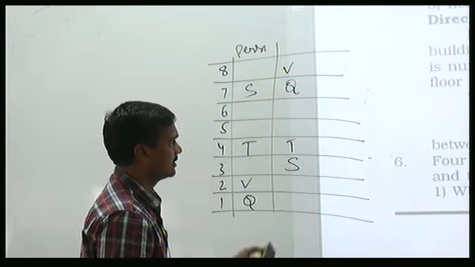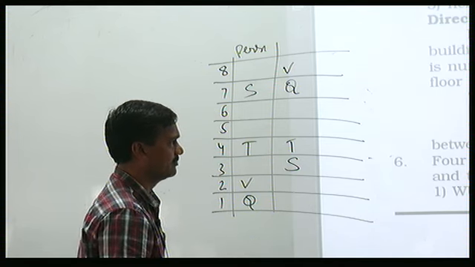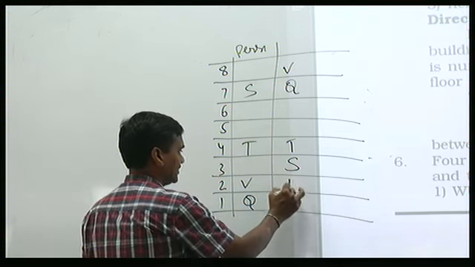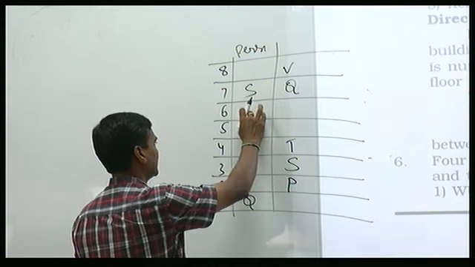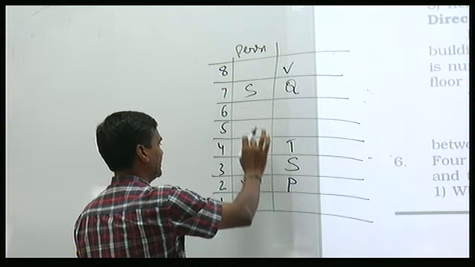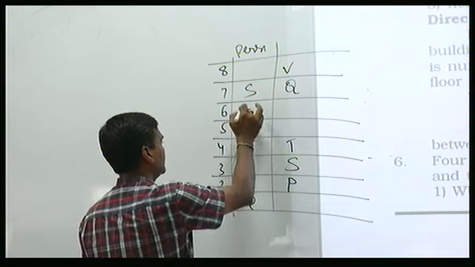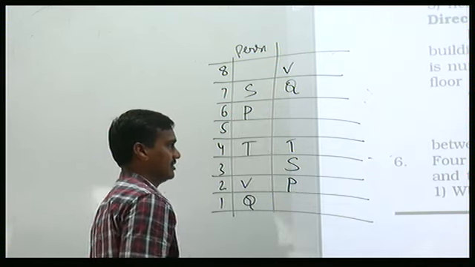And P lives on an even number floor below S. P below S. Here P must be here, and S is here. P can be either here or here or here, out of which 2 and 4 are ruled out. Hence P must be here.